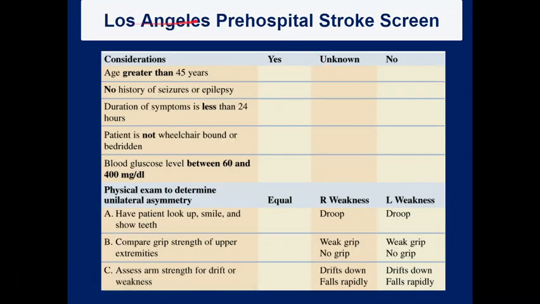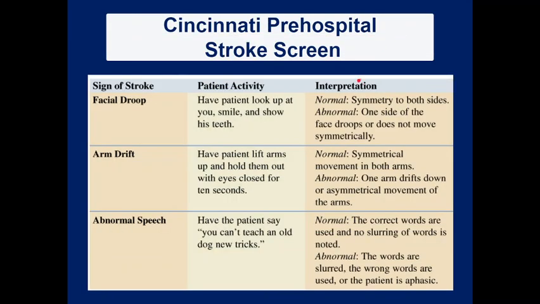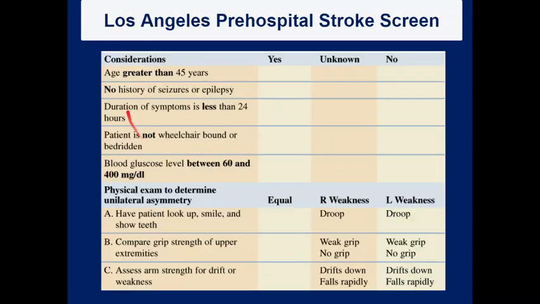There's also the LA pre-hospital stroke screen. People have called this LAPS. So this one is Cincinnati, FAST. LAPS has more criteria and is more specific for stroke, but is less sensitive, which means it doesn't pick up as many people. But if they are LAPS positive, they are more likely to have a stroke compared to Cincinnati.